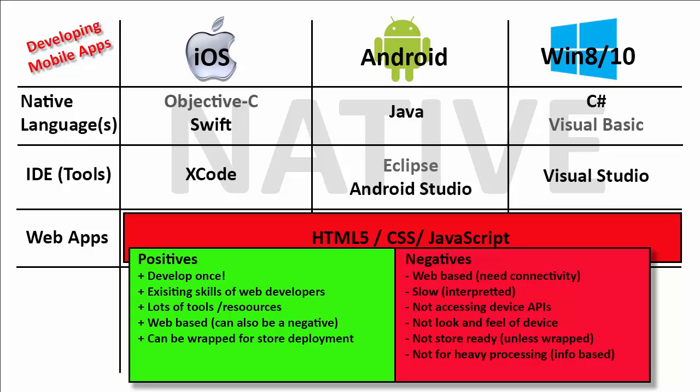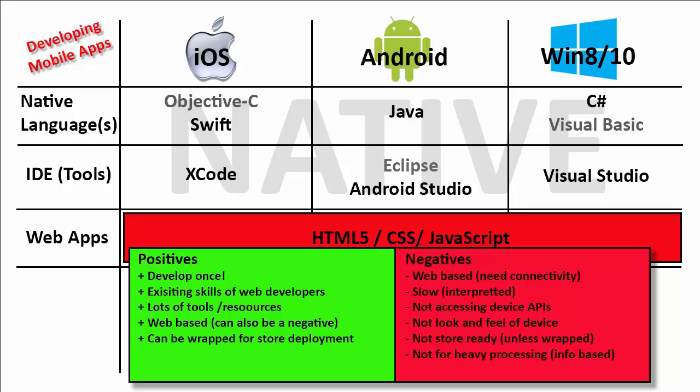As I said, they're not ready for the store unless you wrap them, which adds additional size to the app itself. And they're not great for heavy processing. They're great for informational things. So if you want to create an app that's going to advertise a company, maybe the menu for a restaurant, a web app's a great way to go. It's not heavy processing. And it gives you the flexibility to easily modify that.